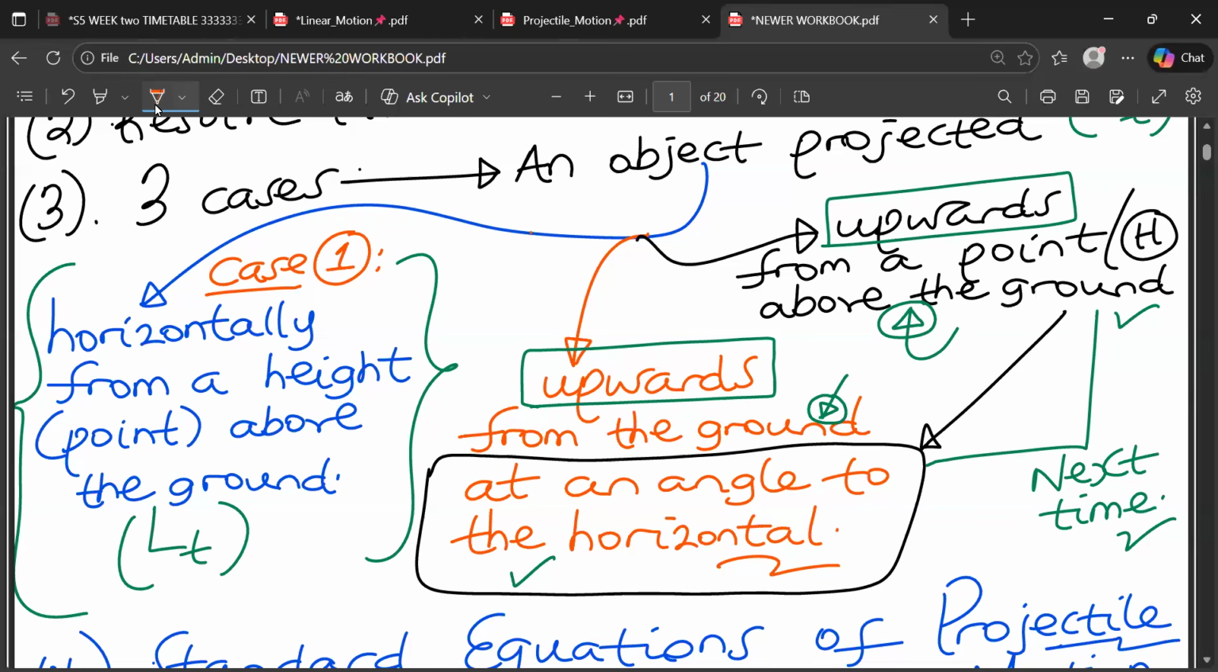The other ones are other cases. This one is case 2, then case 3.